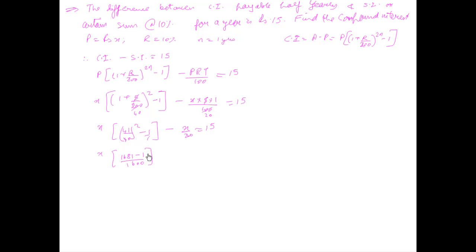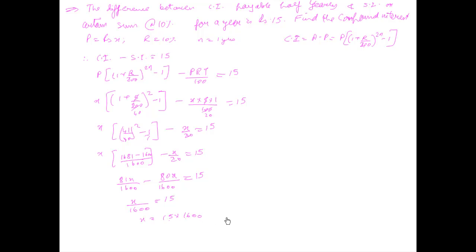We take the LCM, children, this would become (1600 minus x) upon 20 is equal to 15. That's 81x upon 1600 minus, now children, we'll take LCM here. To get 1600 from 20, we multiply it by 80, children, so we get this. So x upon 1600 is equal to 15.